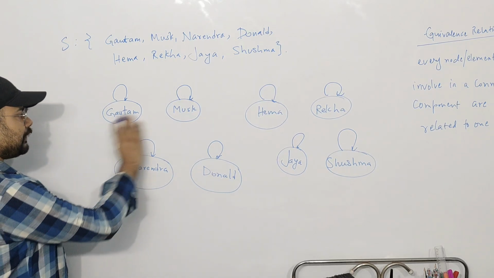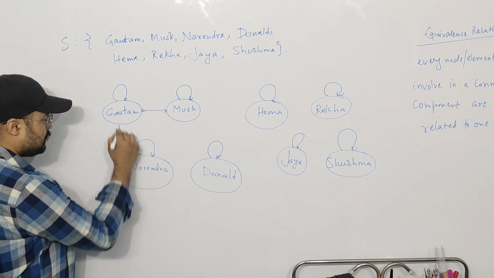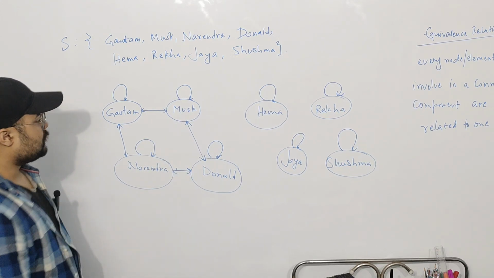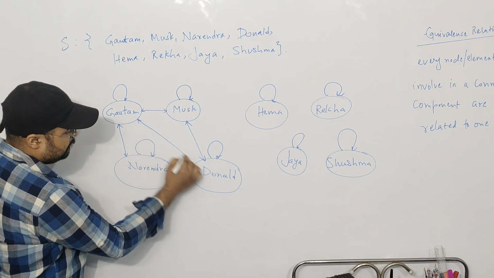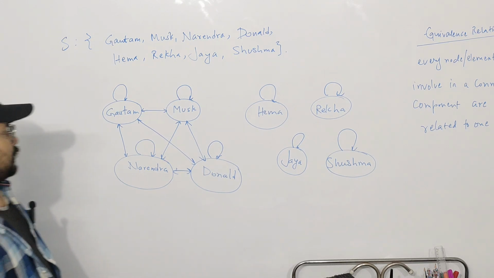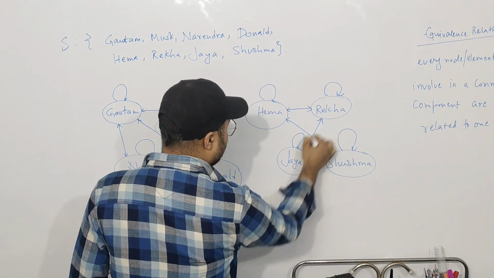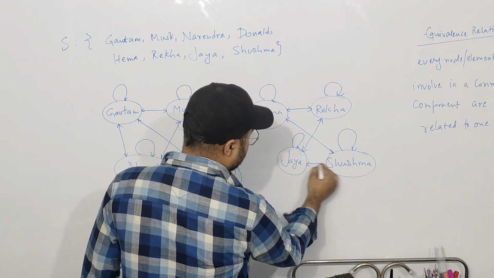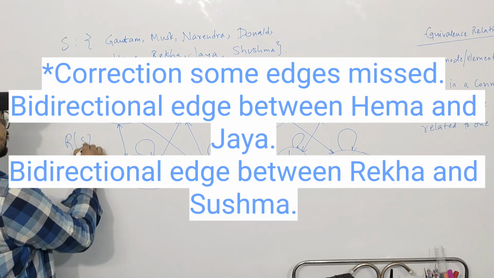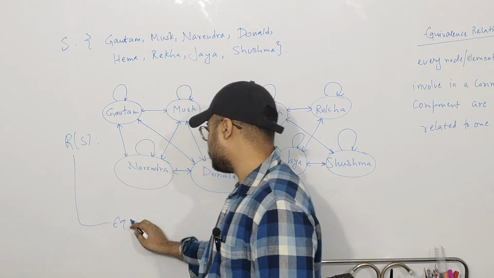Musk is related to Musk. Now, all of the men are related to one another. So every one of them is related to one another, so it is going to be something like this, right? Similarly, Hema, Rekha, Jaya, Shushma, all of them are women. So this is your equivalence relation. This is your relation on S, and this is an equivalence relation.